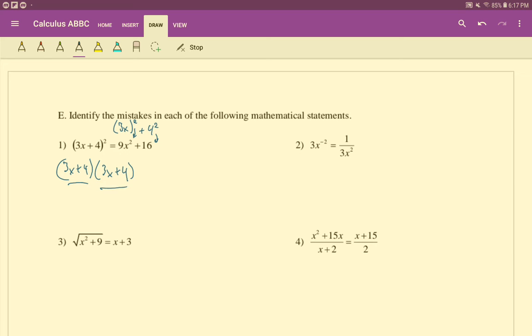But this is a binomial times a binomial, so we can use FOIL here, but really we just need to make sure that this term multiplies with this and this, and that this term multiplies with this and this. In other words, we're going to get 9x squared plus 12x plus another 12x plus 16. So there's the 9x squared, there's the 16, but we missed that middle term. And so this simplifies to 9x squared plus 24x plus 16.